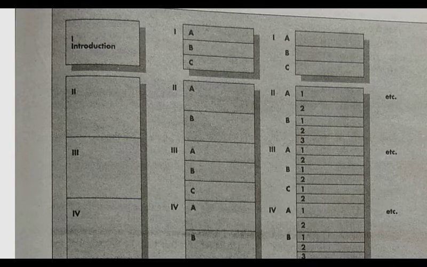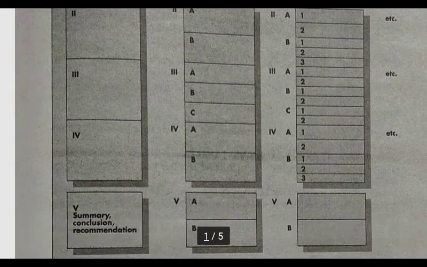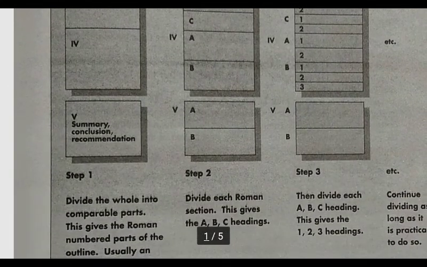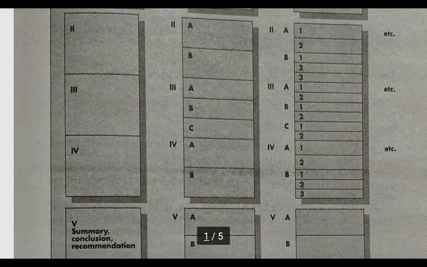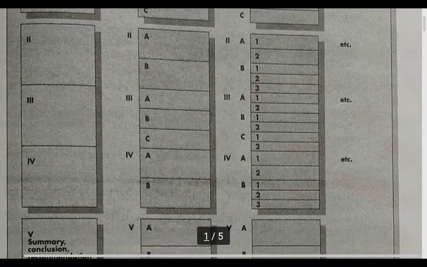I have given the number as A, B, C. Similarly for the second, third, fourth, in this example they have divided each Roman section, and this gives the A, B, C. As we are following the convention system, the first level headings are written with Roman numerals, the second level with letters, and the third level is written with numbers. Is it clear? These are Arabic numbers that they have given here.